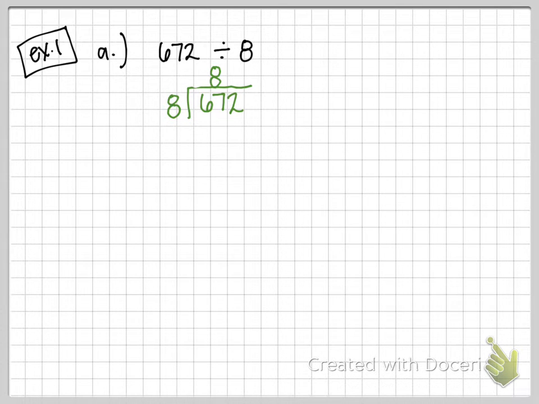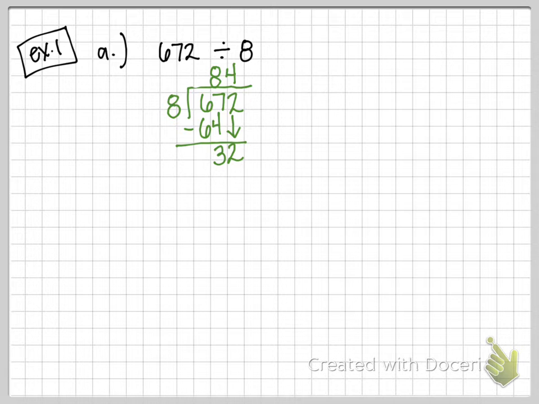Then we multiply. 8 times 8 is 64. And we subtract. Okay, 67 minus 64 leaves us with a 3. After we subtract, we bring down. And then we divide again. 8 goes into 32. Very good. 8 times 4. 8 goes into 32 4 times.